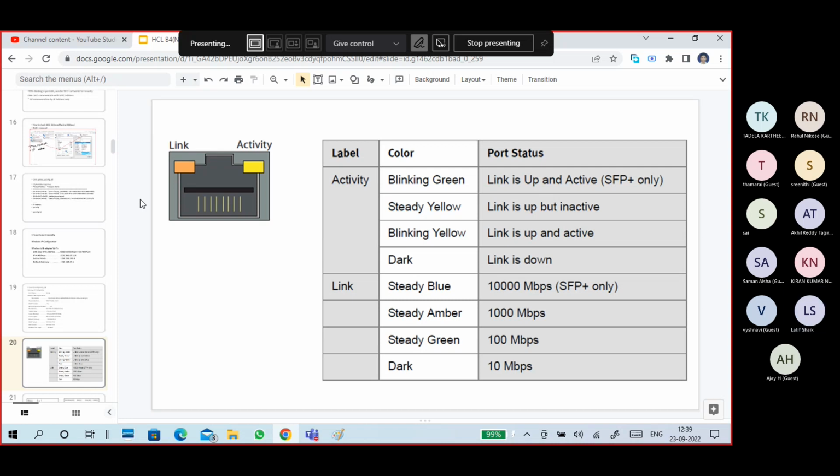Next, the link LED. If the link LED is dark, it means your connection is a 10 Mbps connection. If it turns green, it is 100 Mbps. Amber means it is 1000 Mbps. Blue means it is 10,000 Mbps. That is a different point. Mostly it is yellow or yellow-green kind of stuff.